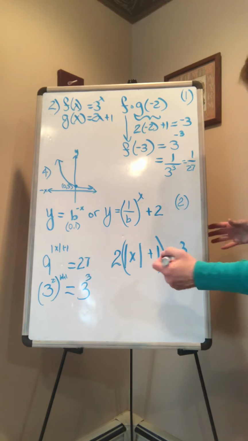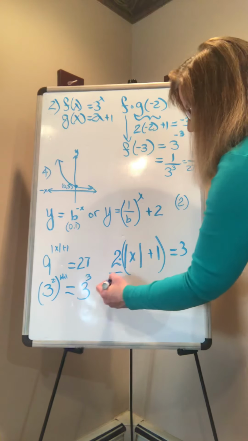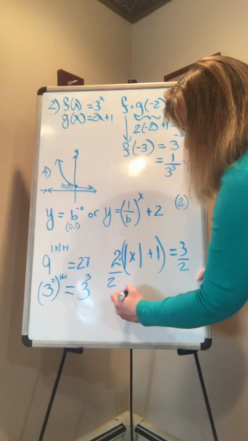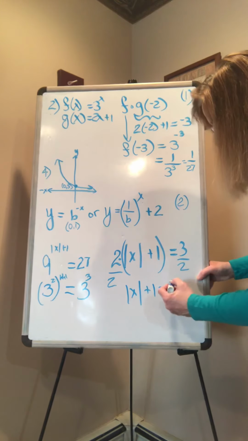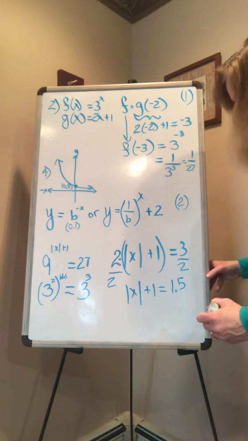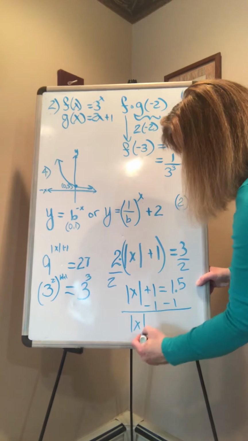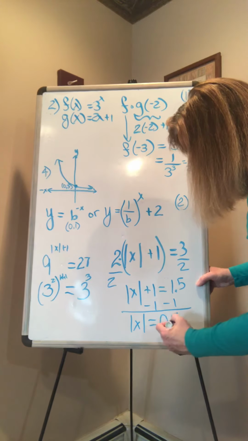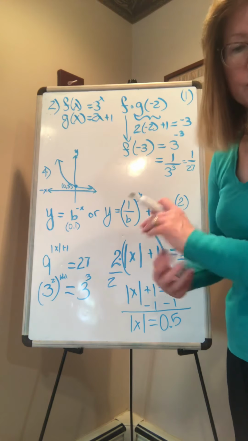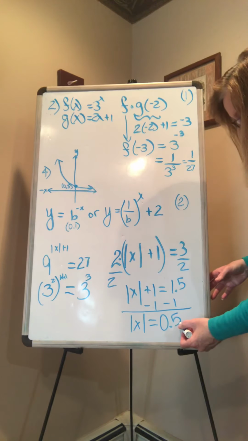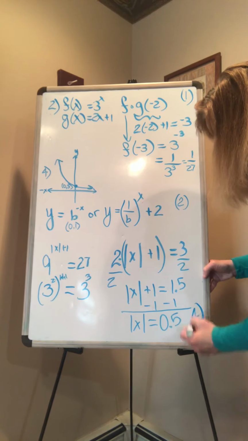Now, you could distribute, or you can start with the inverse of multiplication is division, and the absolute value of x plus 1 is now equal to 3 halves, or 1.5, if that makes it a little bit easier for you to see. Then minus 1 from both sides, and the absolute value of x is equal to 0.5. So on your choices, absolute value could be positive or it could be negative, and 0.5 is 1/2, so this would be choice 4. There's your 1/2 on choice 4.